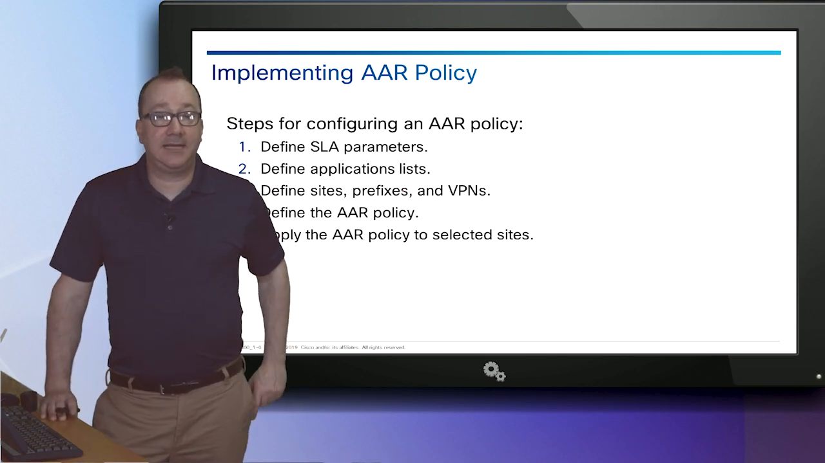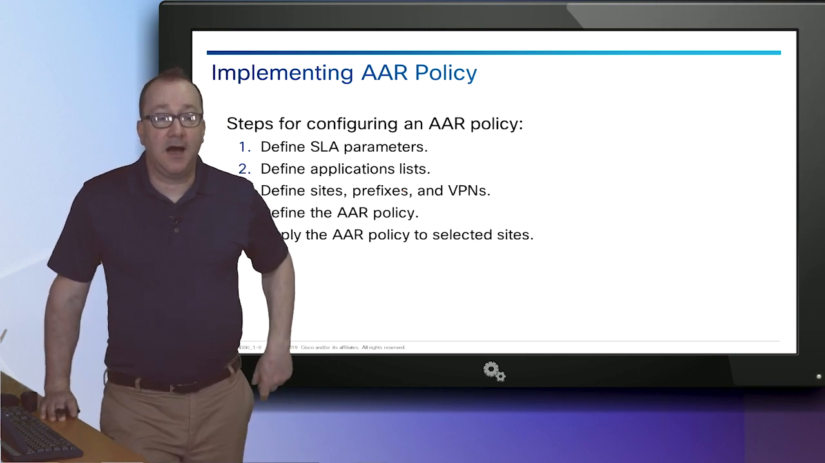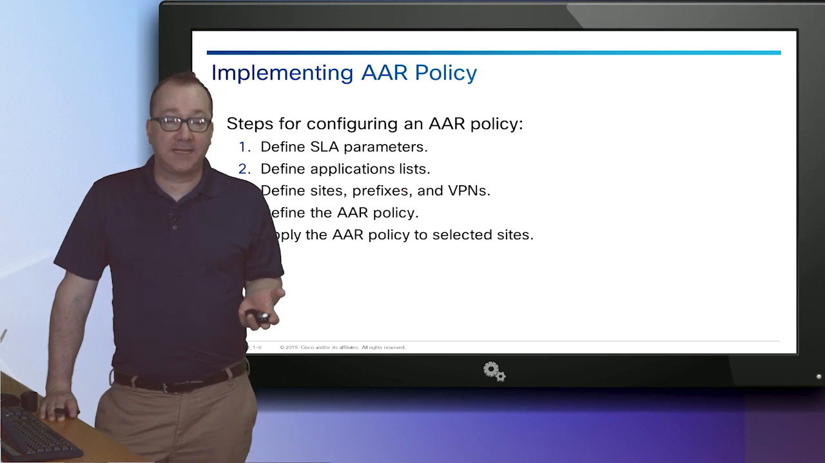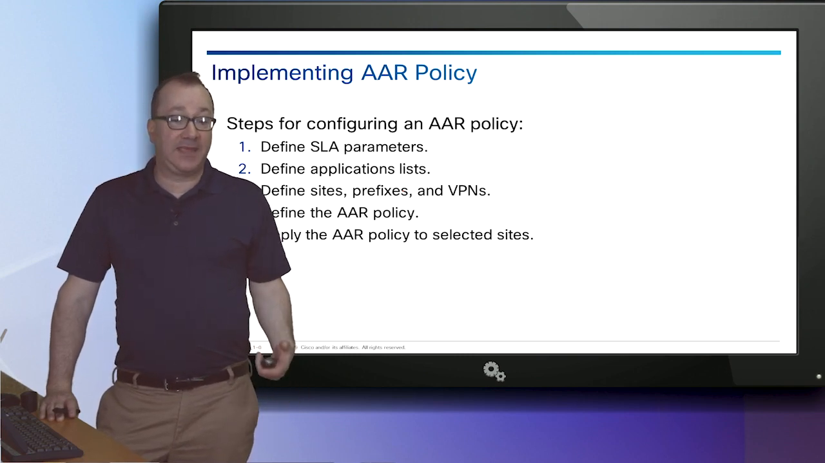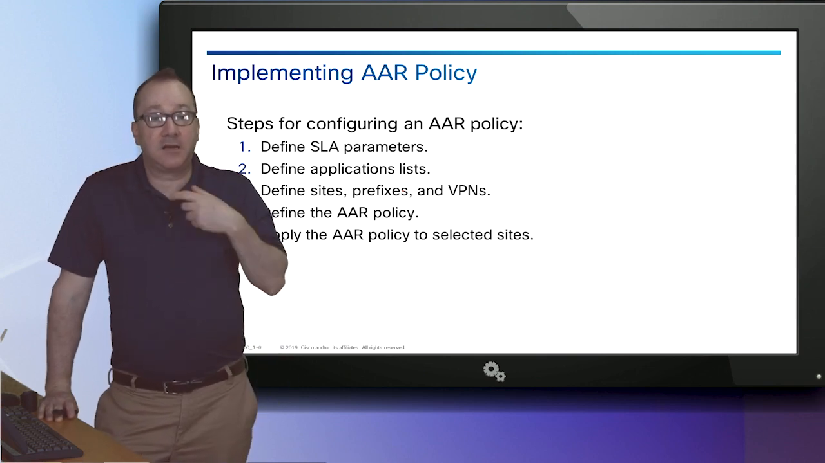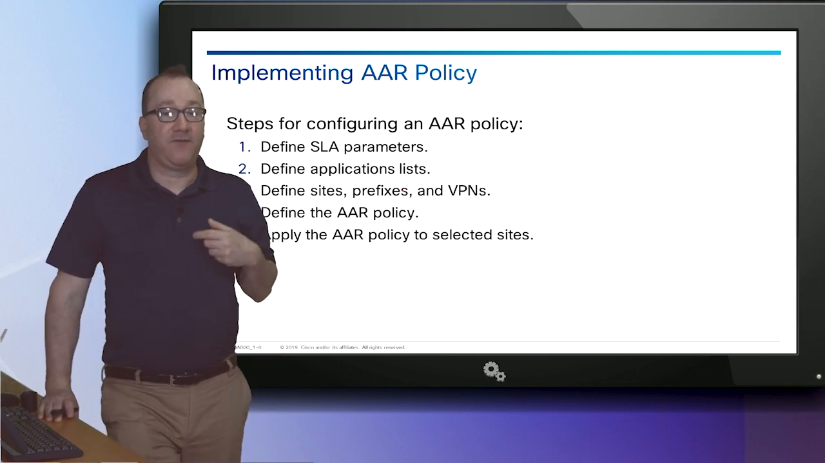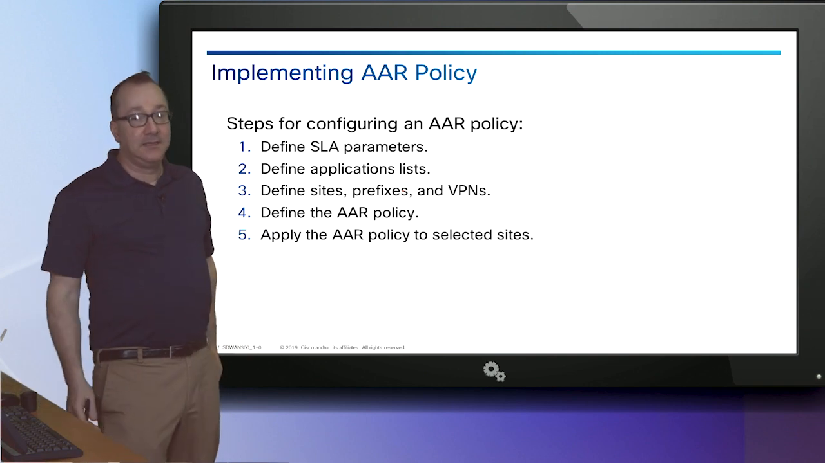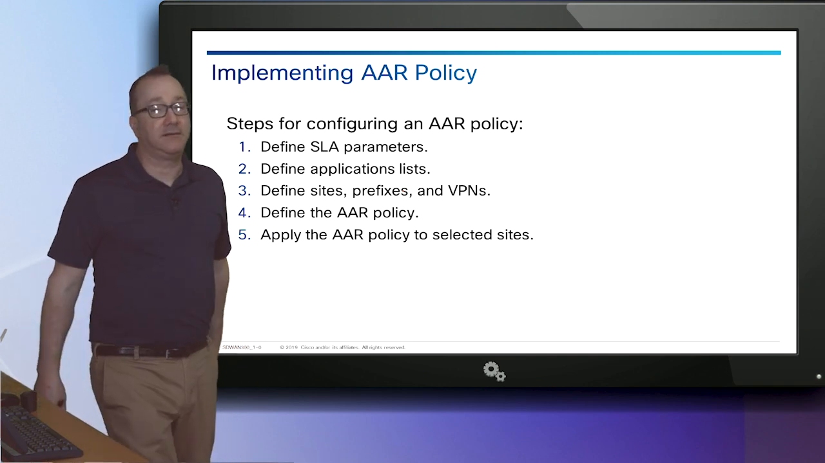Basically, we're going to set up an SLA, which is a service level agreement. Basically, that's the standard we want to hold that circuit to. And the agreement with the carrier, if they don't meet their SLA, usually means we don't have to pay. Then we're going to define our application lists, define our sites, prefixes, and VPNs, define the policy, and then apply that policy to the sites.